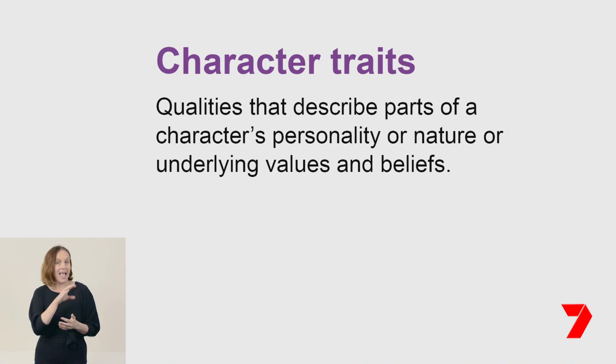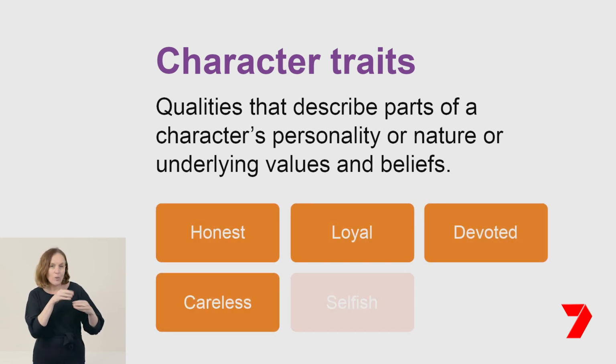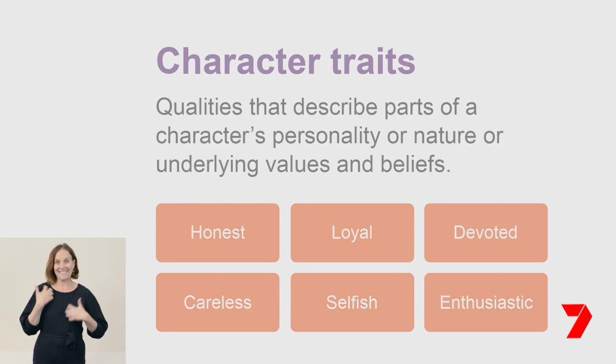Stories include characters. Characters are the representation of people, or sometimes animals or other things that have a role in a story, conveyed through a selection of physical attributes and character traits. But what are character traits? Character traits are qualities that describe parts of a character's personality or nature, or underlying values and beliefs. For example, whether they are honest, loyal, devoted, careless, selfish, or enthusiastic.